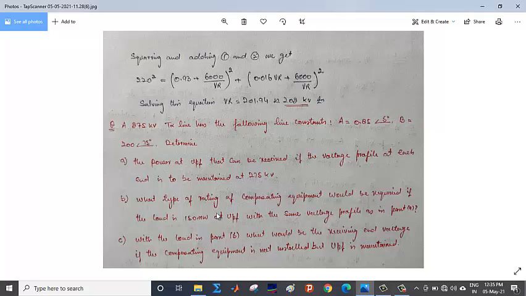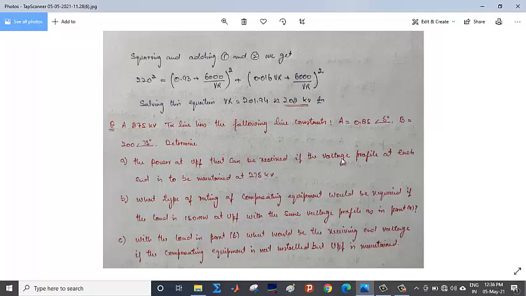So we have to use the same thing, but increase the power and use this much power, and find out the compensating equipment, that is, the reactive power injection equipment. Part C: with the load in part B, what should be the receiving end voltage if compensating equipment is not installed but unity power factor is maintained? Let us try to find the first one, that is power. We need to calculate the power at unity power factor.